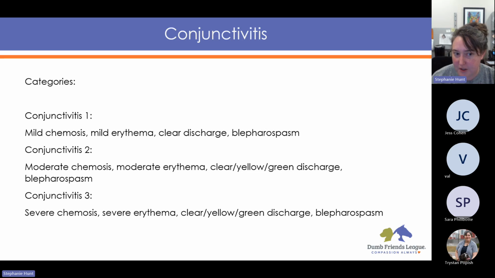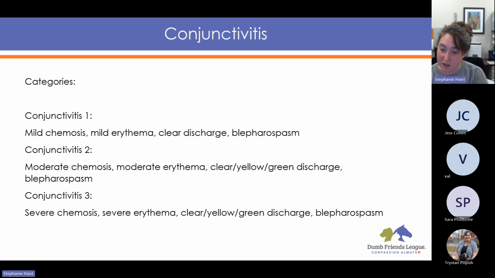With conjunctivitis 2 too, you're going to see all of those signs and symptoms, or you could see some of them. It's just going to be a little bit more severe. So moderate chemosis, moderate erythema. You might see clear discharge, but you also might see yellow or green discharge, and you can see that squinting. With conjunctivitis 3, all of those same symptoms might be present. They are going to be severe instead of mild or moderate.